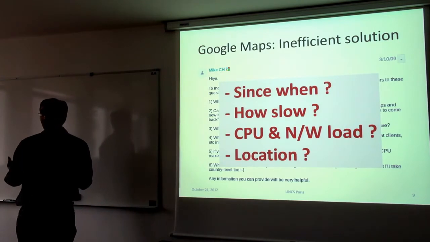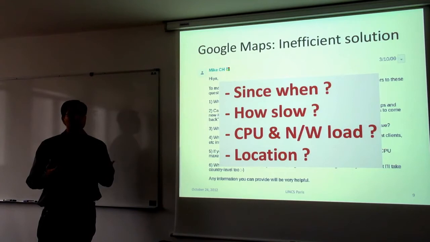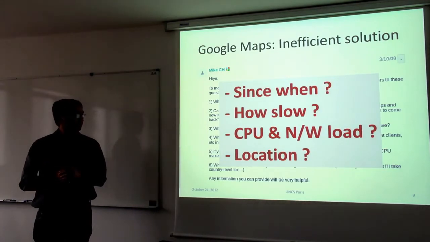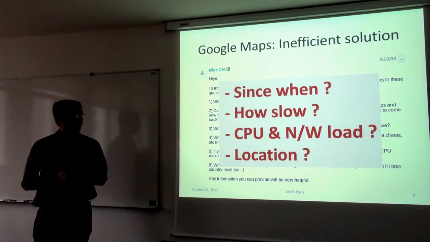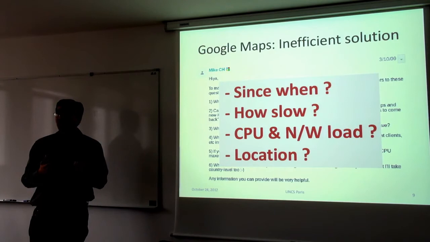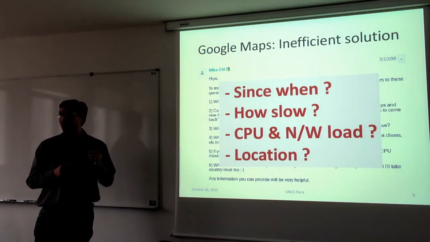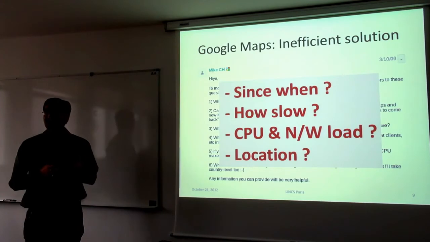Was it in the order of seconds, in the order of tens of seconds? What was the system load when the user observed the slow web application? Basically, what was the CPU and the network usage? And lastly, can the user give a metro level granularity of the location where he is situated when he observed the problem?